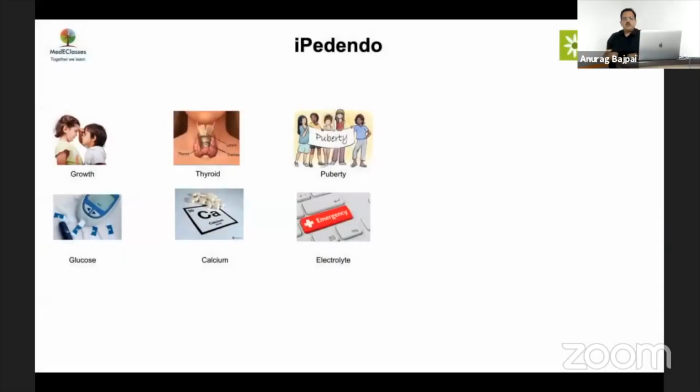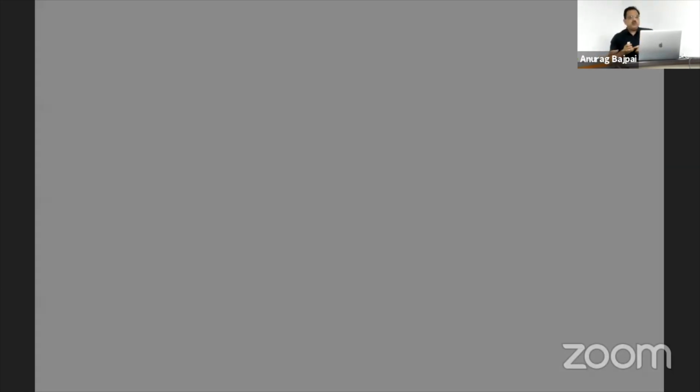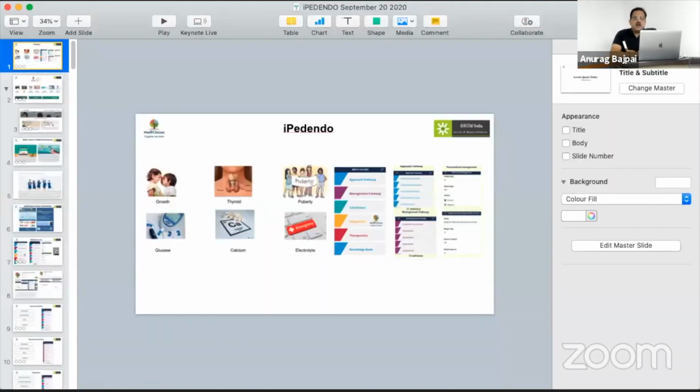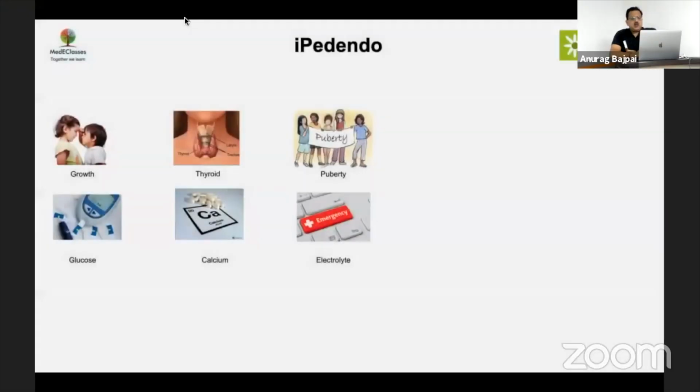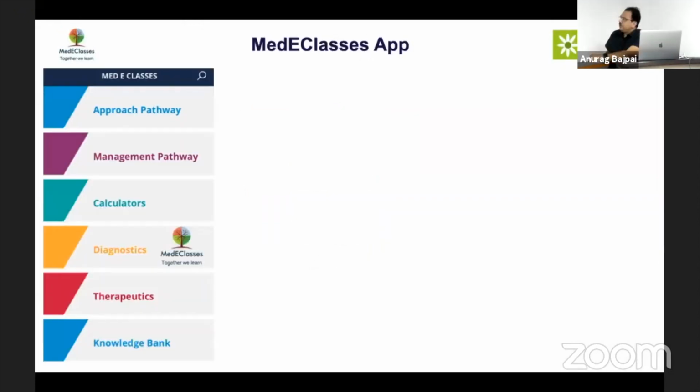The concept of iPEDENDO has been there for quite some time, because we have been trying to solve problems in an easy fashion, so that we are able to really identify and evaluate complicated pediatric endocrine problems in an appropriate fashion. There are a number of approach pathways which will allow you to approach a particular endocrine condition, management pathways, calculators, diagnostics, therapeutics, and a knowledge bank. So how does it work?